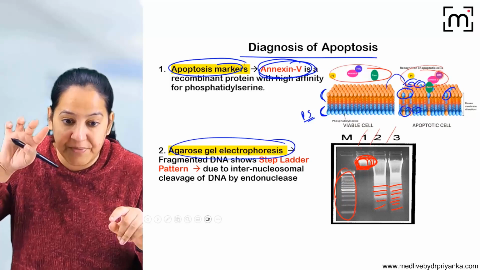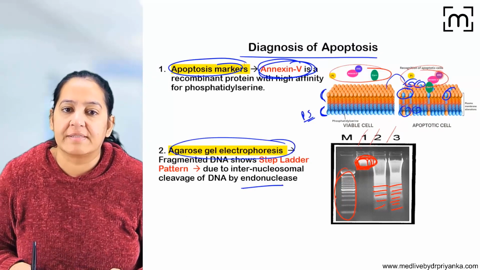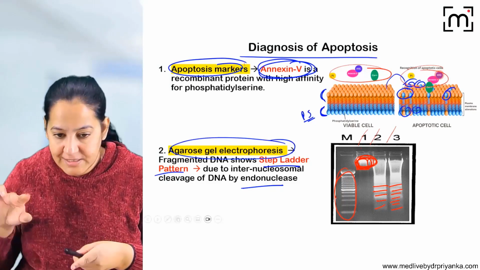A step ladder appearance is there because the nucleus gets fragmented into multiple pieces with the help of an enzyme, endonuclease. So it is known as step ladder pattern. Can you see it is looking like a ladder?